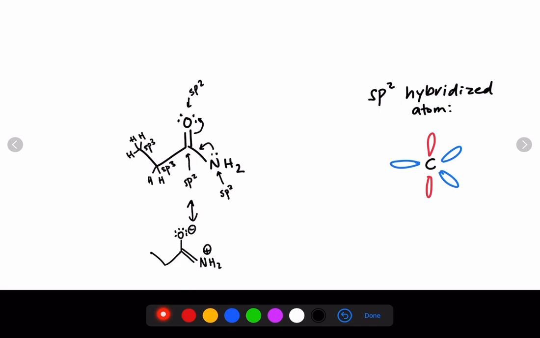So, if we are going to look at what sp2 hybridized atoms actually are, we have our 3 sp2 hybridized orbitals in blue and our 1 unhybridized p orbital in red. Now, each of these sp2 atoms have their own unhybridized p orbital. And it is through these 3 p orbitals that the electrons are able to delocalize, spread throughout.